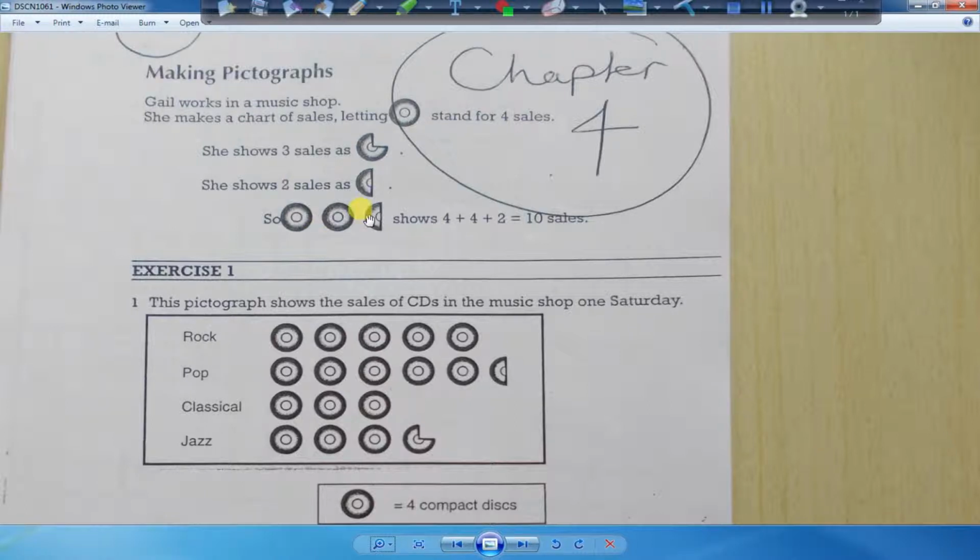Here's an example. A full disc is worth 4. Another full disc is worth another 4. And half a disc is worth 2. So altogether, these pictures represent how many sales? 10. Okay, thank you. Let's get started with the questions now.